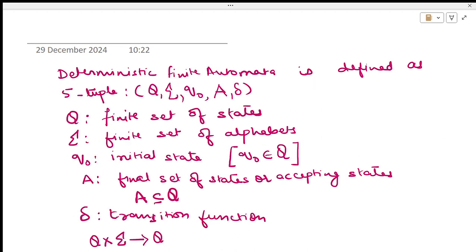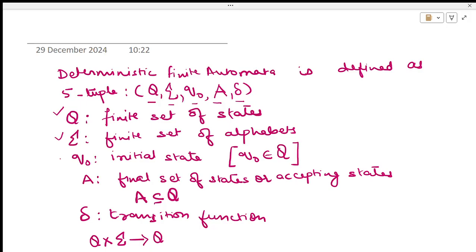Deterministic finite automata is defined as a 5-tuple: Q, sigma, Q naught, A and delta. What is Q? This capital Q is a finite set of states. Like every machine will have some finite set of states or memory elements. Sigma is a finite set of alphabets or symbols. We already know this definition.